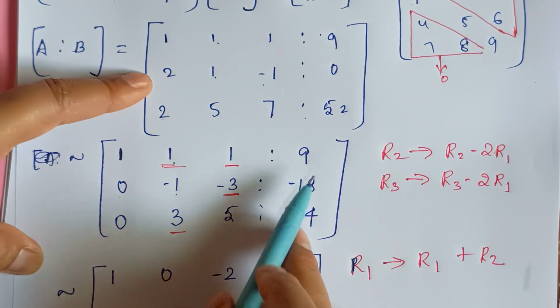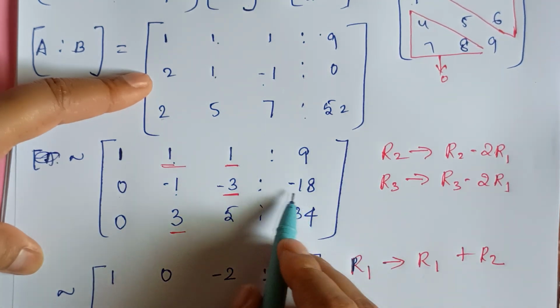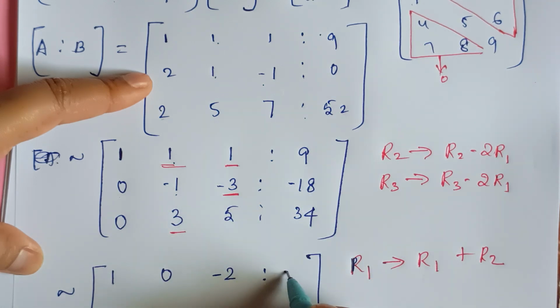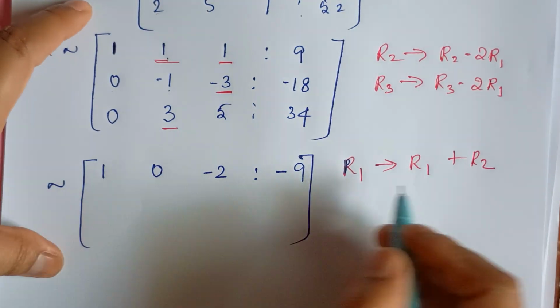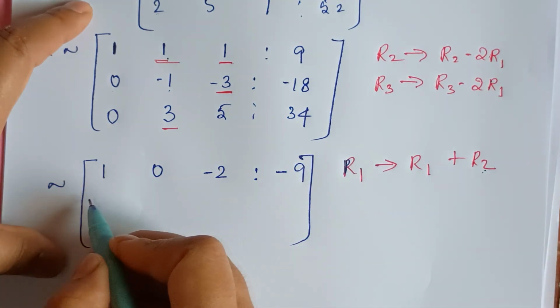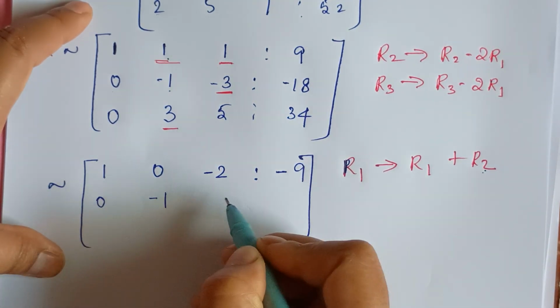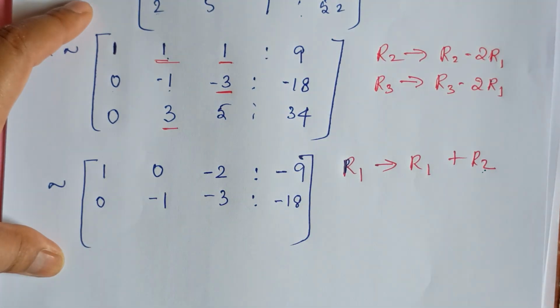Then I have to do the same row transformation operation with this also. 9 plus of minus 18 is going to be minus 9. I hope it is clear. And now, as I have performed the row transformation using row 2, I'm not gonna do anything with row 2. I'm just gonna write row 2 as it is in this particular step.